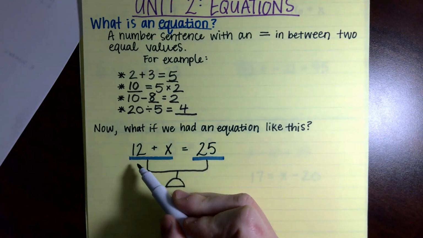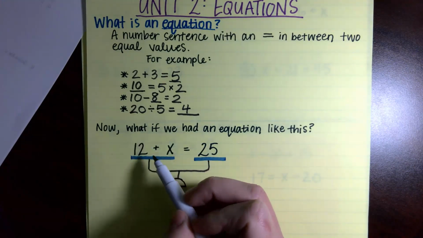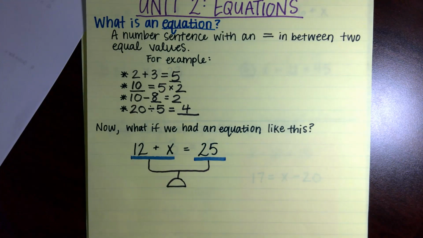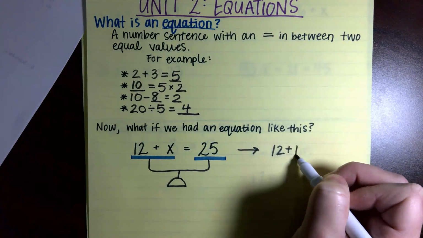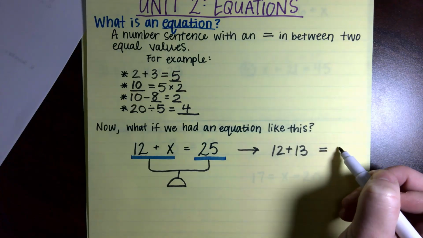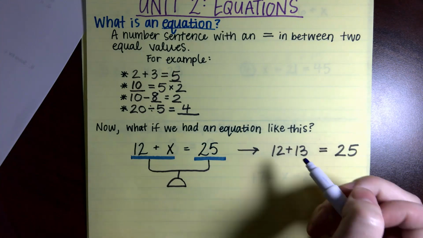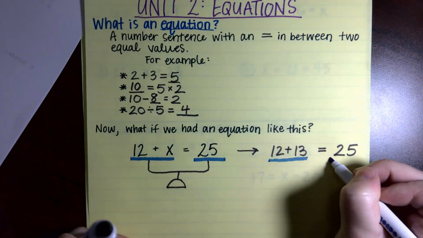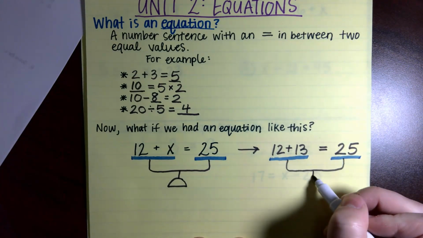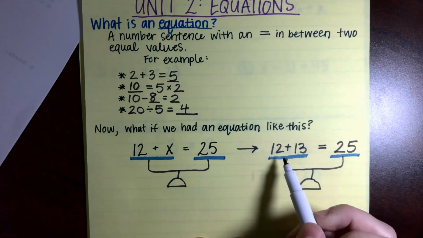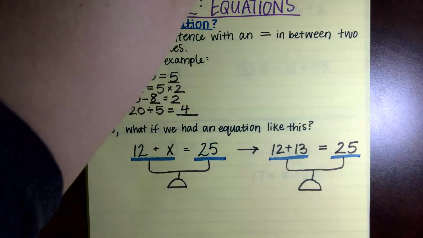So, what number would we have to add here to make this side also equal 25? 13. So if I were to put 12 plus 13 is equal to 25, my scale or my balance is going to be balanced. These are the same values. 12 plus 13 is the same as 25. Let me turn this light down a little.